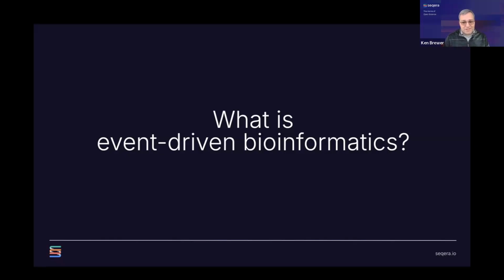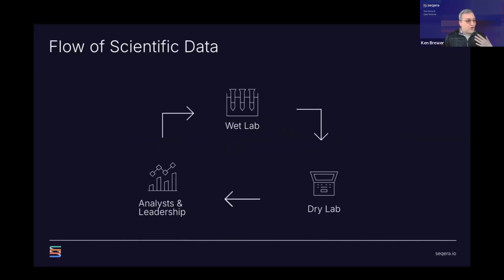And across both of those, I've seen that bioinformatics, or the flow of scientific data within labs and organizations, often falls into this type of flow, where you have the wet lab that will do experiments and generate data, and then they will pass that data off to the dry lab, the computational people and the bioinformaticians, who will do some pre-processing, run pipelines, and some initial analysis. And they'll pass off the processed data to either analysts or leadership.